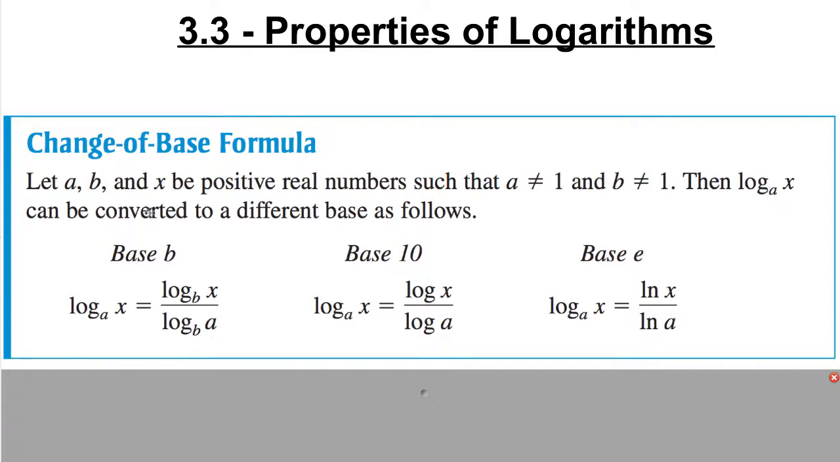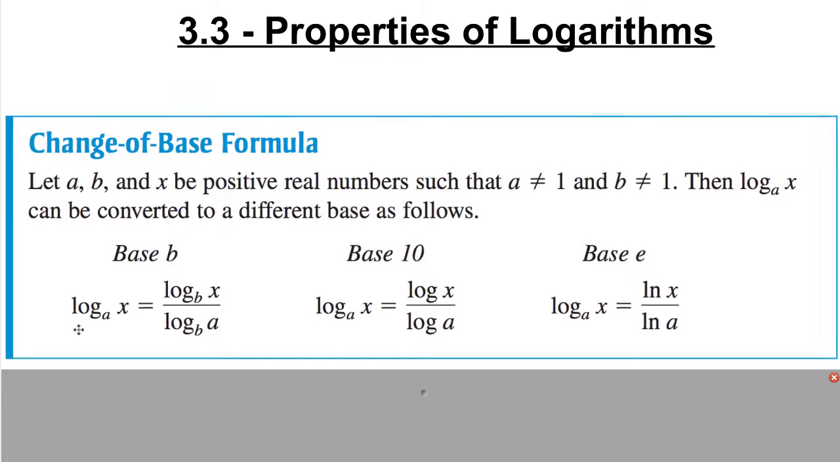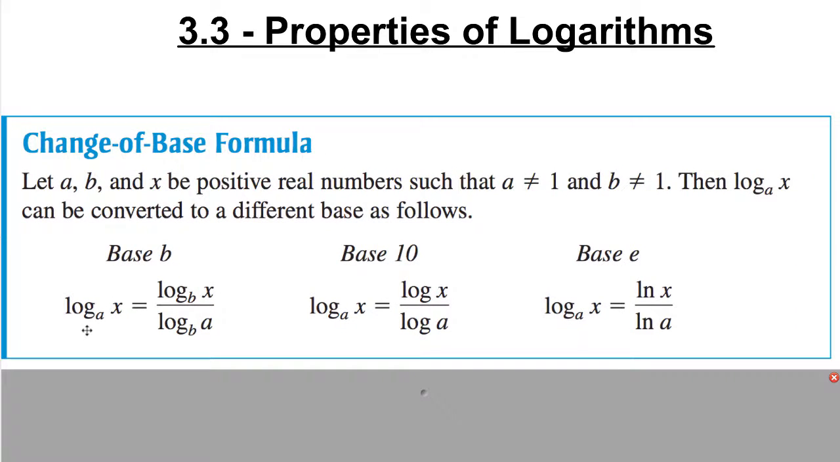In the first instance here, if we want to have our logarithm with a base of b, but it's originally written as log base a of x, the change of base formula allows me to rewrite this as log base b of x divided by log base b of a. So you've just rewritten this logarithm and changed it to a base of b.